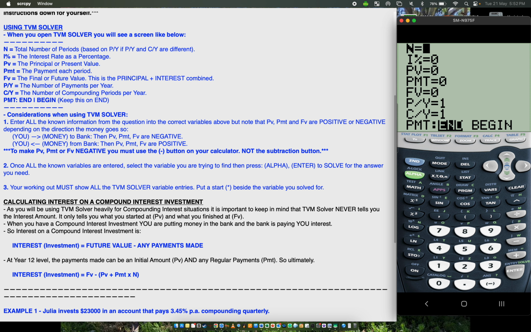And also, please be careful. You do not use the take sign to make things negative. The calculator will freak out, okay? You need to use the minus or negative sign to make things negative in the app.